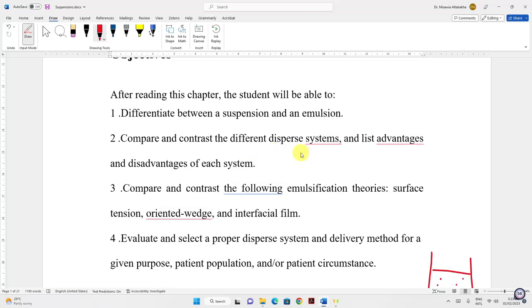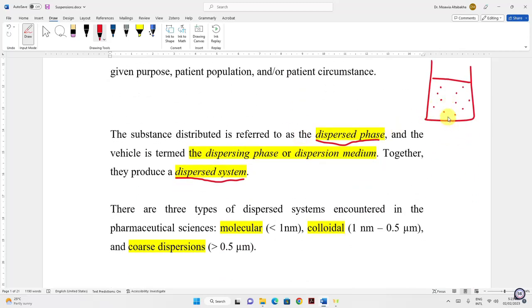Here it says differentiate or contrast or compare between different dispersed systems. Now in pharmacy, we like to classify the dispersed systems into three categories depending on the size of the dispersed phase. We can classify them as molecular, and in a molecular dispersed system the dispersed phase is very small. That's why they call it molecular, because the size is molecular size. And this, of course, applies to true solutions. The solutions that we studied before are considered molecular dispersed systems.